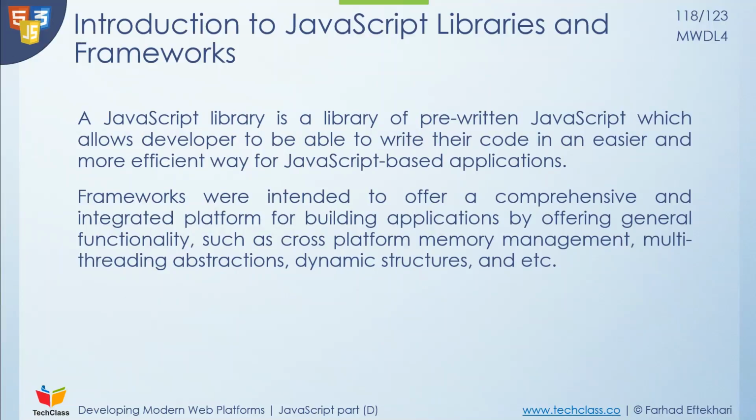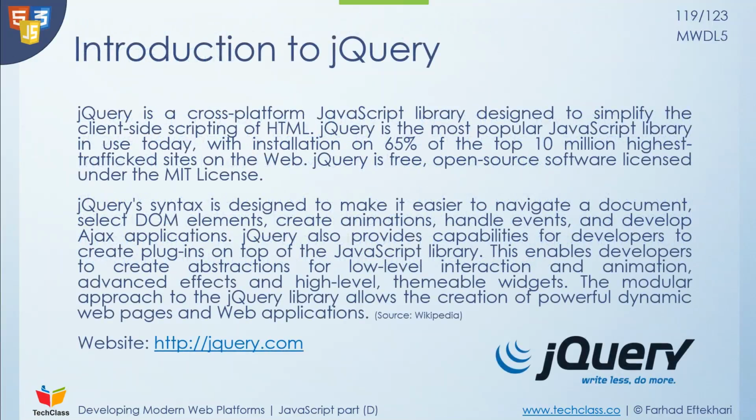A JavaScript library is a library of pre-written JavaScript which allows developers to write their code in an easier and more efficient way for JavaScript-based applications. Frameworks were intended to offer a comprehensive and integrated platform for building applications by offering general functionality such as cross-platform support, memory management, multi-threading, abstractions, dynamic structures, and so on. As an example, we have jQuery, which is very well known.